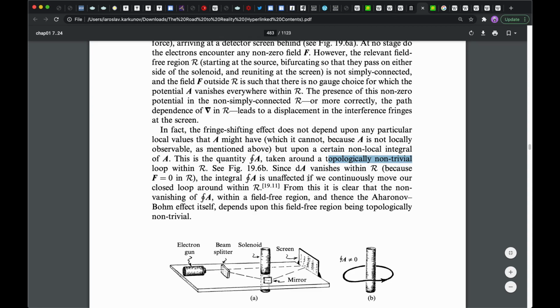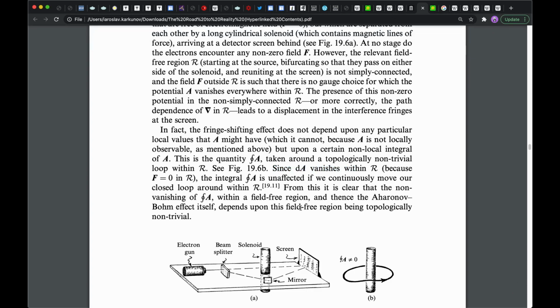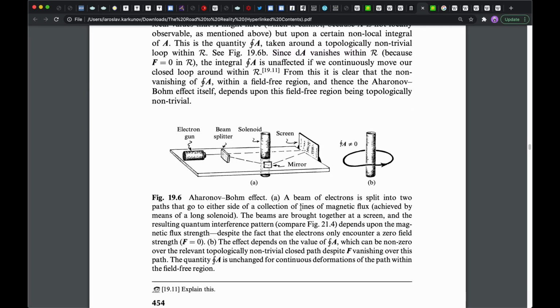Yeah, and he said that dA vanishes within R, but the integral is unaffected if we continuously move our closed loop around within R. Okay, and from this it's clear that the non-vanishing of our integral within the field-free region, and therefore the Aharonov-Bohm effect itself, depends upon this field-free region being topologically non-trivial.